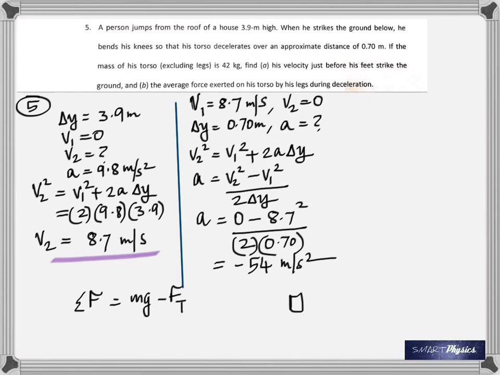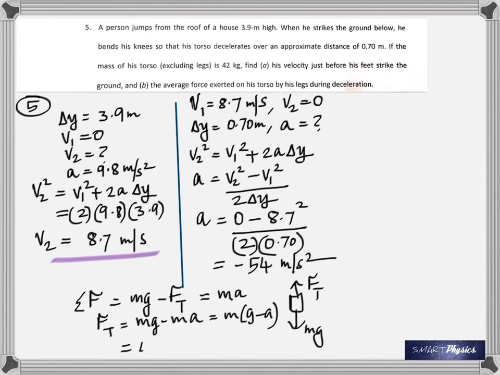Now, how do I bring it out? When he hits the ground, you have two forces. mg is his weight, down. ft is up, or fn. I should have called it fn because it's a solid surface, normal force. So mg minus ft, as I'm showing you, I don't know why I called it ft anyway. That should be equal to m times a. So ft or fn is mg minus ma. So mg minus a, in this case.